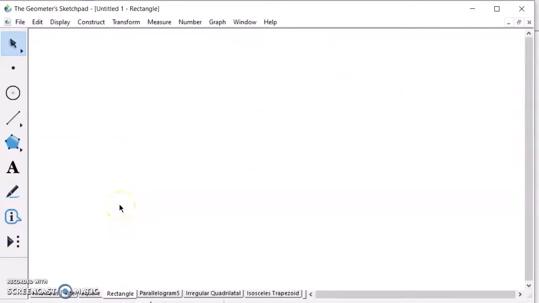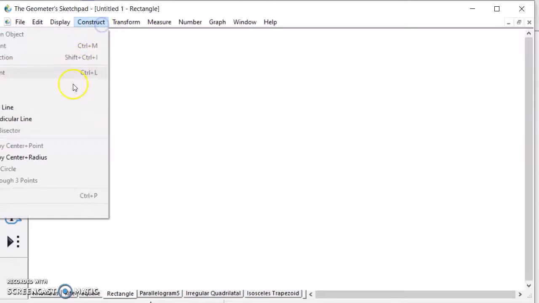Now let's take a look at a rectangle. So in our book, on page 236, the definition of a rectangle is a parallelogram with a right angle. So let me start by just some random segment. I'm going to focus on the right angle first.